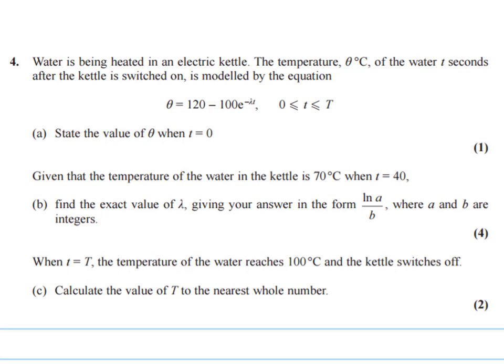Next, given that the temperature of the water in the kettle is 70 degrees Celsius when t equals 40, Part B says, find the exact value of lambda, giving your answer in the form the natural log of a divided by b, where a and b are both integers. Next, when little t equals capital T, the temperature of the water reaches 100 degrees Celsius and the kettle switches off. Part C says, calculate the value of capital T to the nearest whole number.